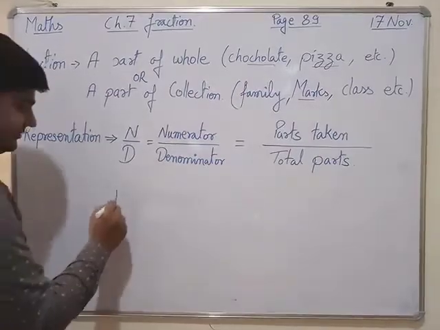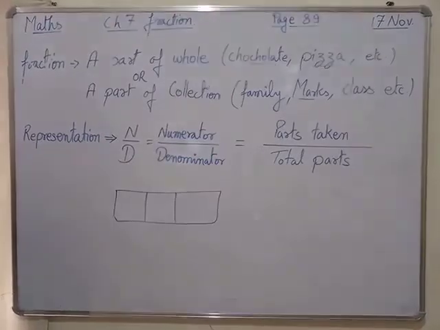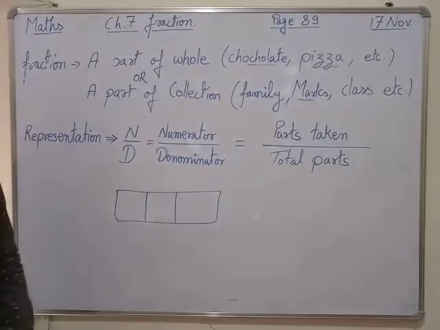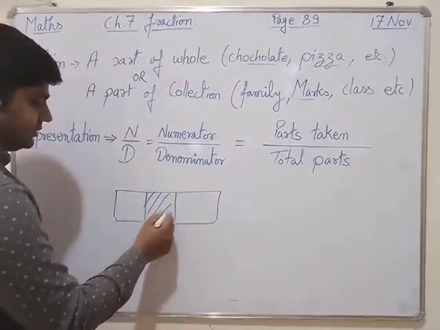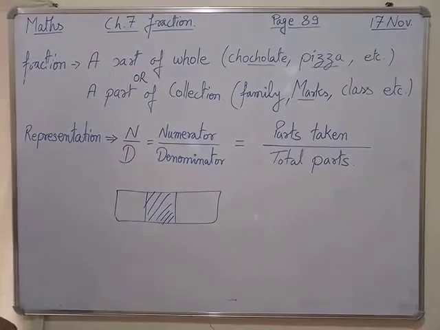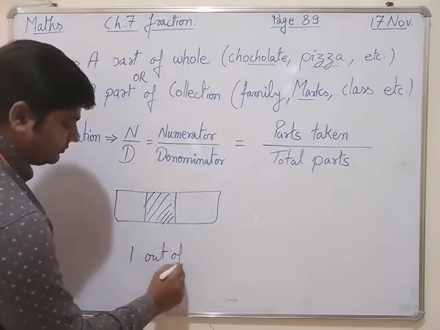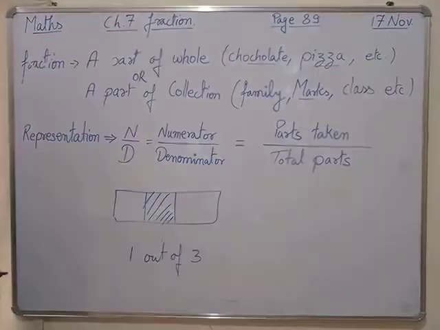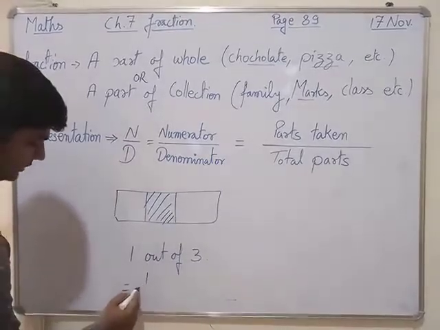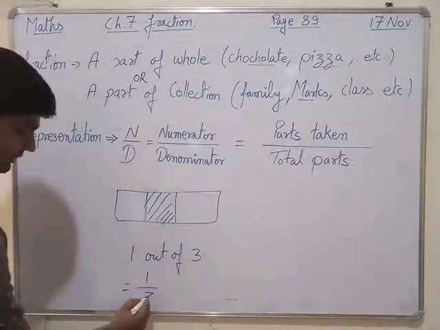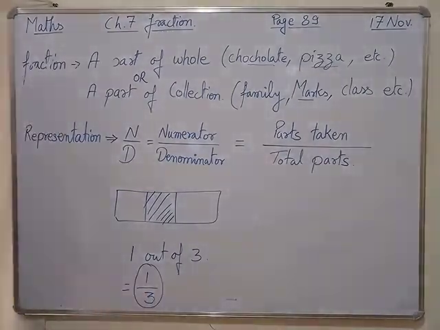Like if I have a chocolate and it has three parts, and I have taken one part, now I have to represent that I have taken one part out of three. I have to represent this mathematically, so I will write it as 1 out of 3. This is the representation of a fraction.